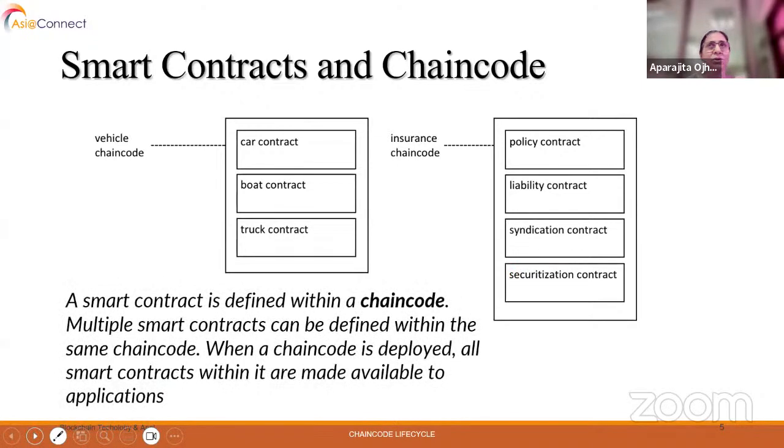So a smart contract is defined within a chain code, and there can be several smart contracts within the same chain code, as I showed you here. When a chain code is deployed, all the smart contracts within it are made available to the application. Okay, so chain code is deployed on a channel, on a network. Accordingly, everything is made available.